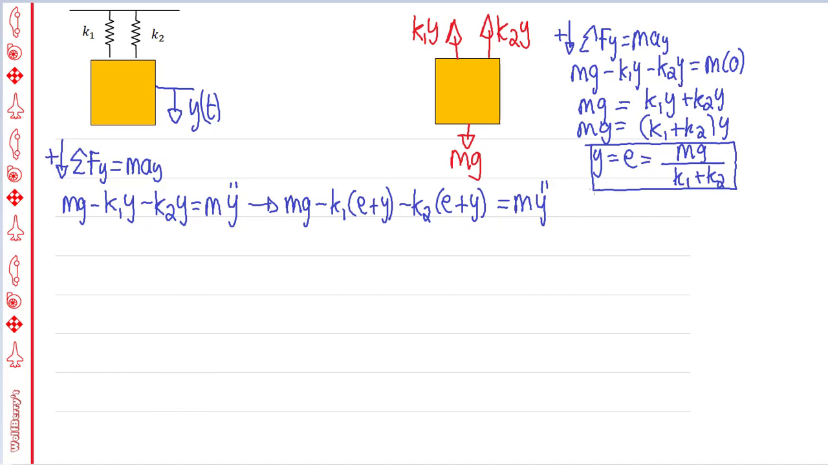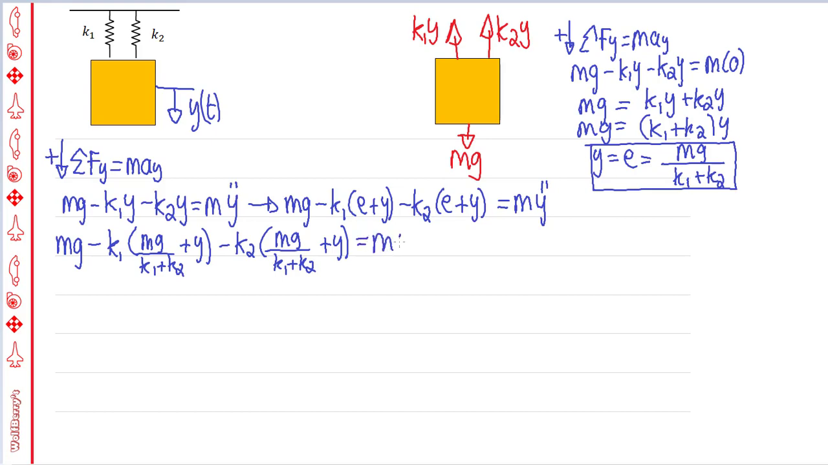So, going back to the left, we're going to have mg minus k1, open brackets, the extension is mg over k1 plus k2, plus y, don't forget the y, minus, same thing with the k2, mg all divided by k1 plus k2 plus y. Both springs are longer, so they're both plus y, equals my double dot.